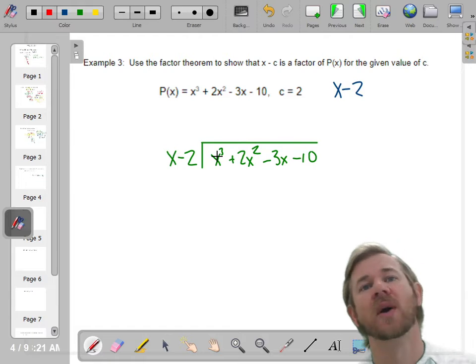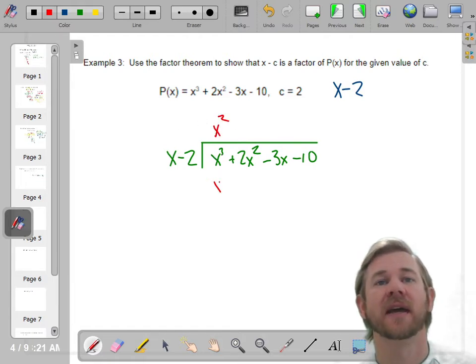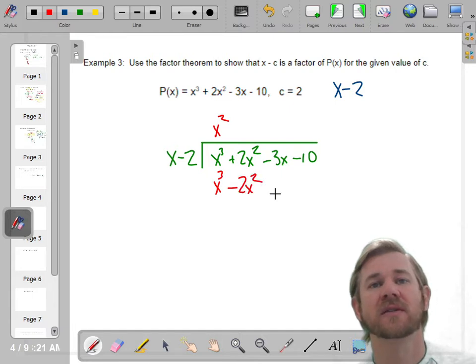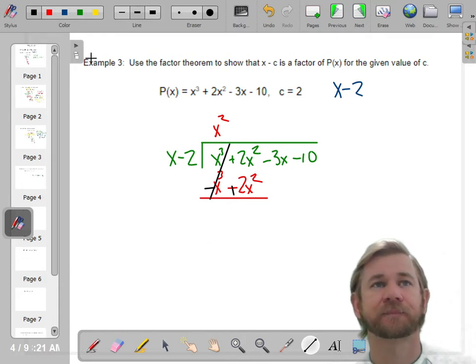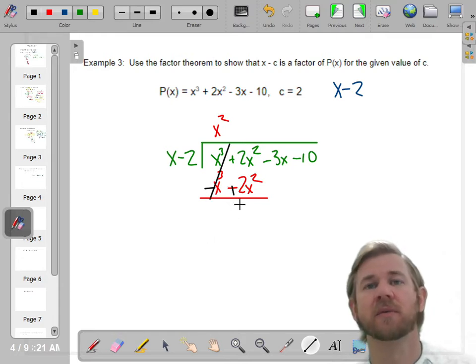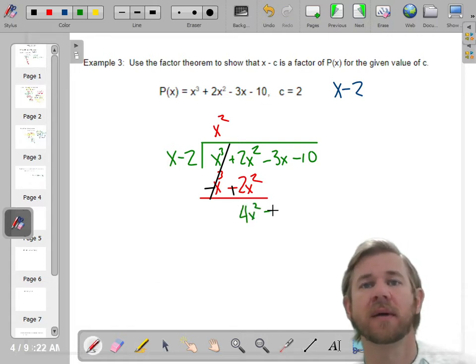So x times what gives you x cubed? That would be x squared. Now you need to distribute, so it's x cubed minus 2x squared. And then you got to be real careful here. You got to flip the signs. Minus plus, so those go away. And we do it again. 2x squared plus 2x squared is 4x squared minus 3x.